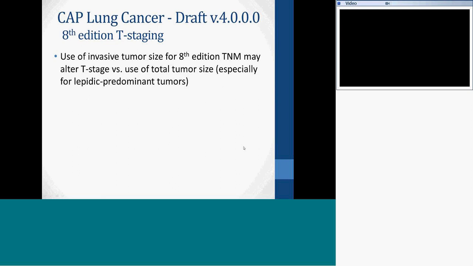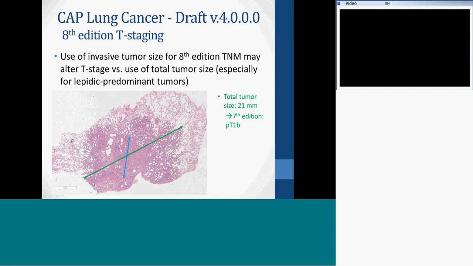And as you may well imagine, use of invasive size for the 8th edition TNM may very well alter the T stage that you assign compared to using total tumor size, and this will be especially true of lepidic predominant tumors. So take that same lepidic predominant tumor that I showed slides ago. Total tumor size is 21 millimeters in the 7th edition. Currently, that would be staged as pT1b. With the invasive component size of 7 millimeters, under this edition this would actually be staged as T1a.